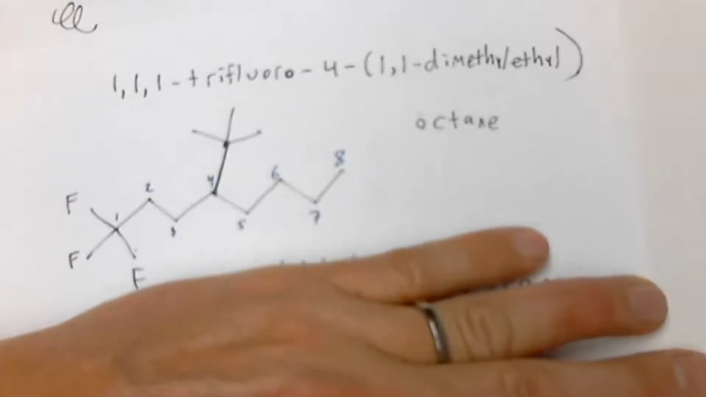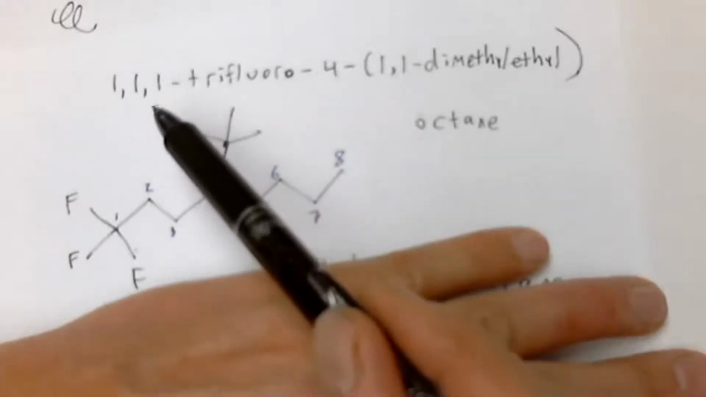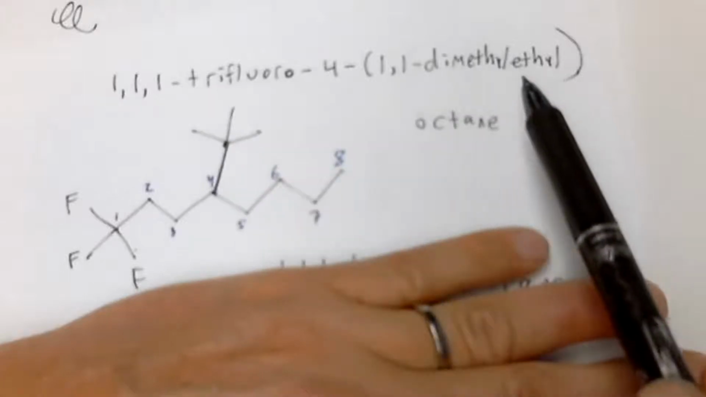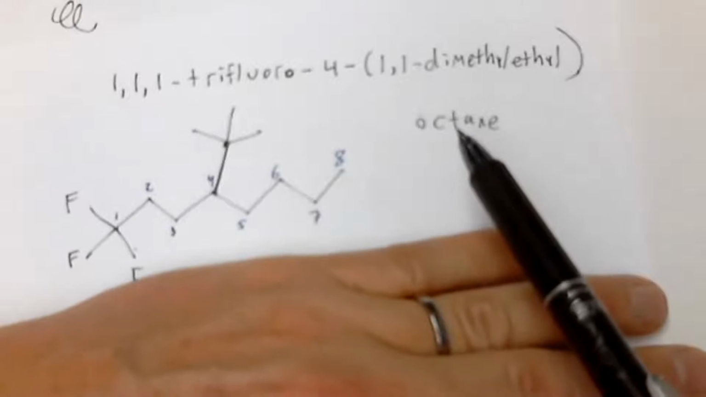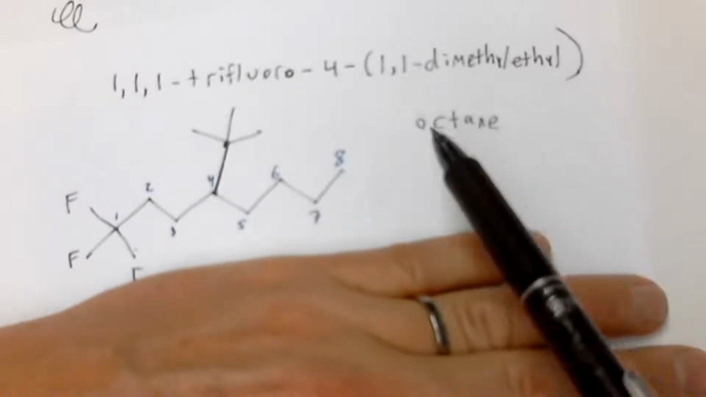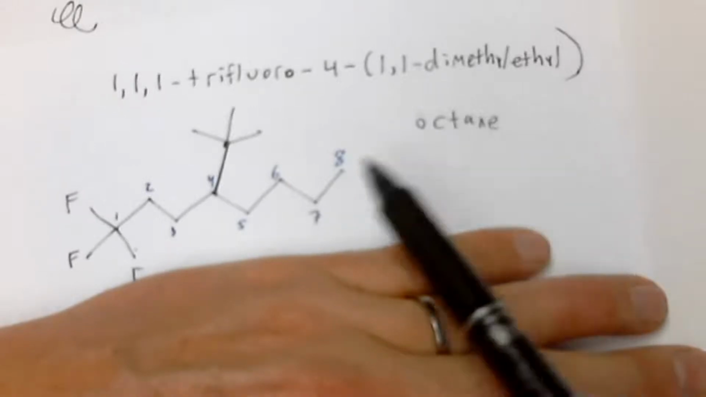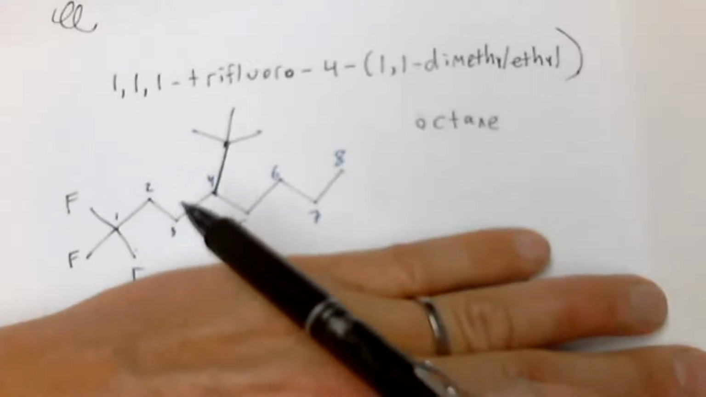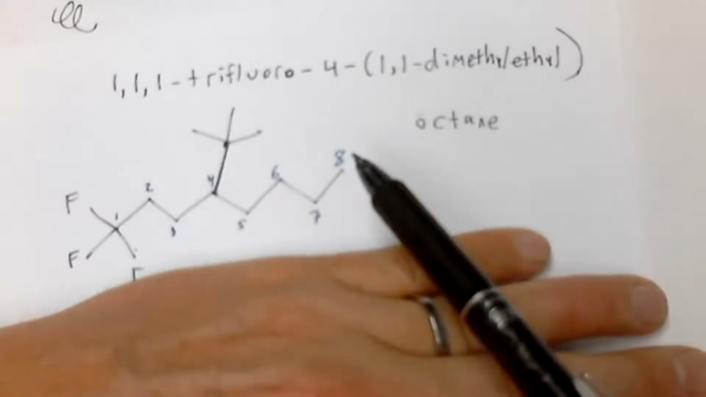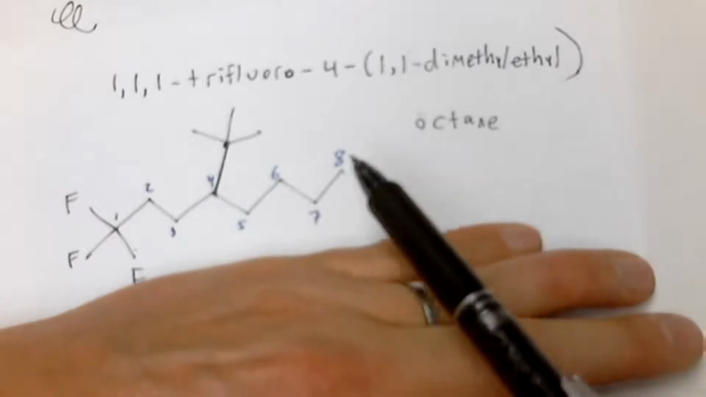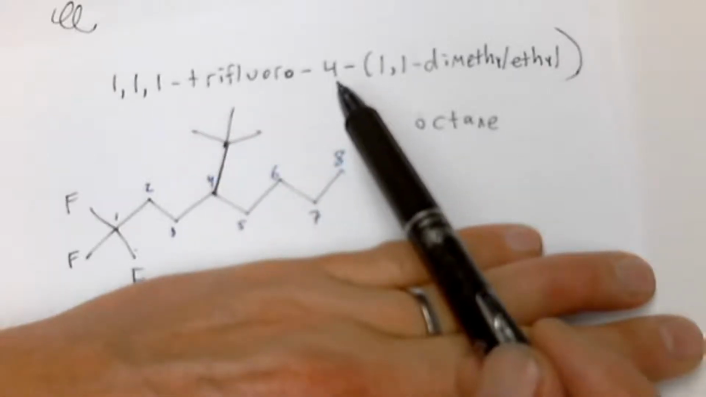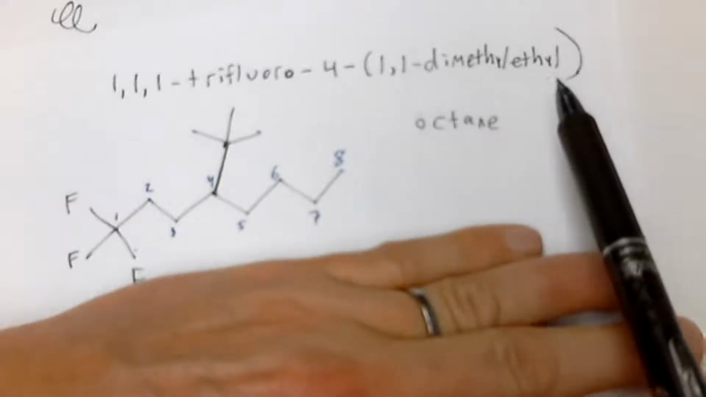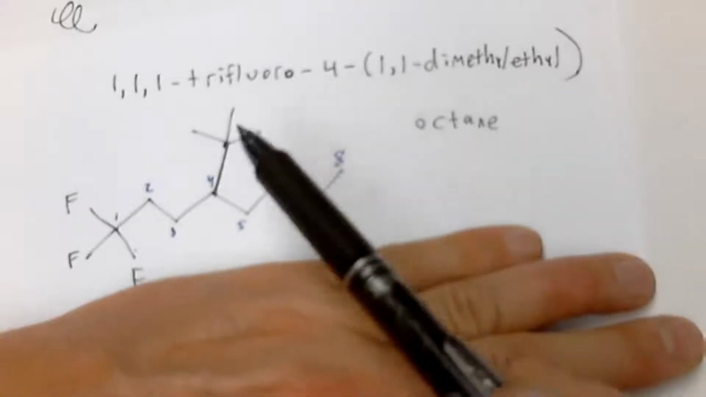Okay, so the first thing I did was I looked at the name. I started with octane, because the 8 carbons would be a good place to start. So I drew out octane, 1, 2, 3, 4, 5, 6, 7, 8. The next thing I did is I filled in the 1,1,1-trifluoro and the 4-(1,1-dimethylethyl). Okay, great. I also added numbers.